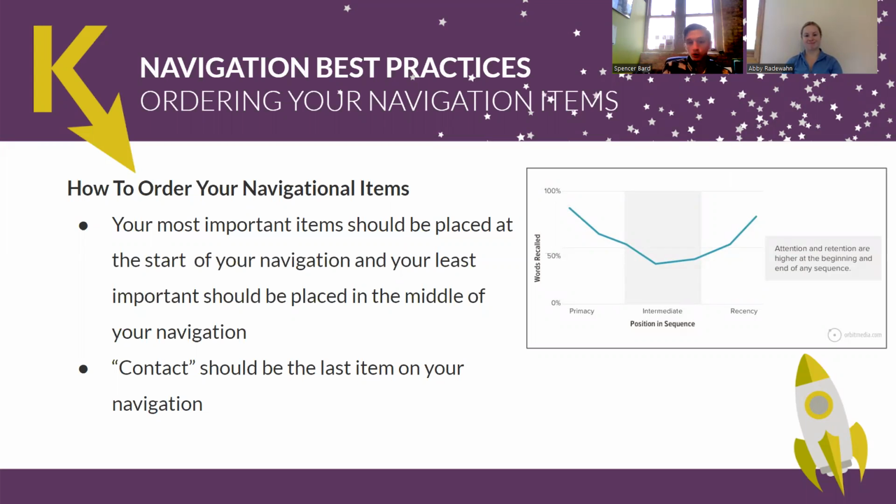The reason why is what we call primacy and recency bias. You've got the items at the start being the most primarily recalled words, and then at the end, those are the most recent words that they get to, so those are the ones they remember as well. That's why at the beginning you'll usually have your products and services, maybe about, if that's important to you. At the end, it's always best practice to have contact us, or that primary call to action.